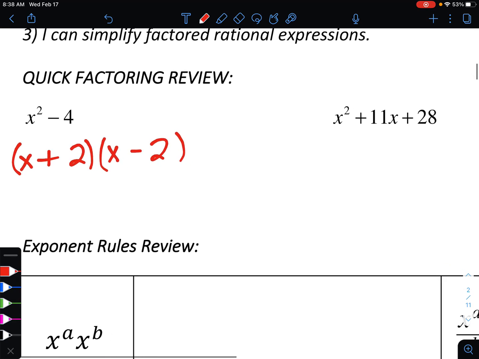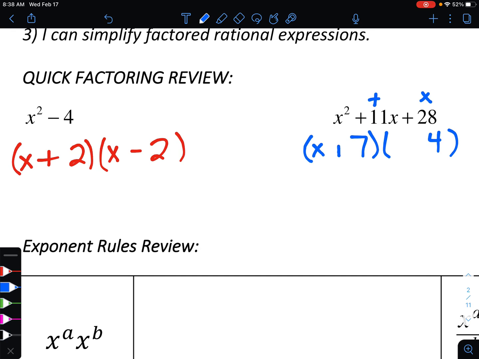For our next expression, x squared plus 11x plus 28, notice that we have three terms. So we're going to try to do a more traditional type of factoring. In other words, we're going to try to find two numbers that multiply to be 28, which also add to be 11. Which shouldn't be too hard to find. The two numbers that are going to work are going to be 7 and 4. 7 multiplied by 4 is 28, and 7 plus 4 is 11. The only thing we have left to do is just put x plus each of those numbers since they're both positive, and we've got our two factors. So x plus 7 and x plus 4 would multiply to be x squared plus 11x plus 28.